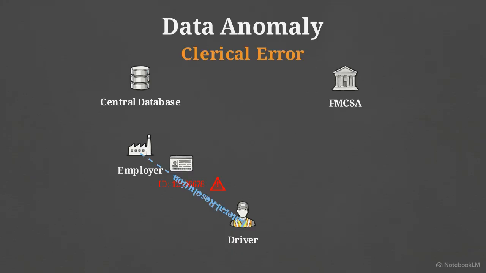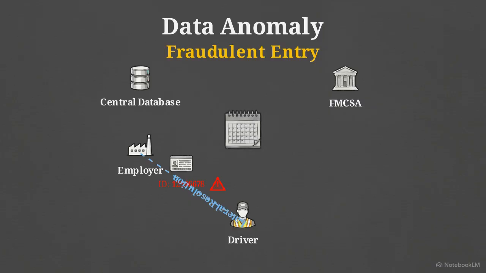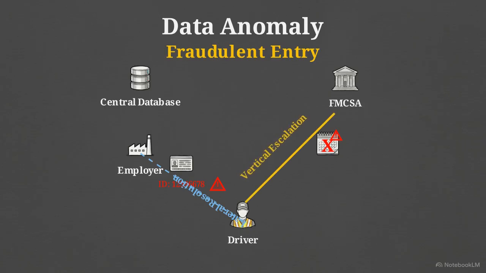Bypassing the FMCSA, you contact that reporting employer or their third-party administrator directly, explain the discrepancy, and request a rapid correction. The secondary category is an outright fraudulent entry. This is a deliberate or reckless false claim, such as a violation tied to a date you weren't working, or a drug test you never took. This requires a vertical escalation. You bypass the employer entirely and report the fraud directly to the FMCSA through the Clearinghouse help desk.